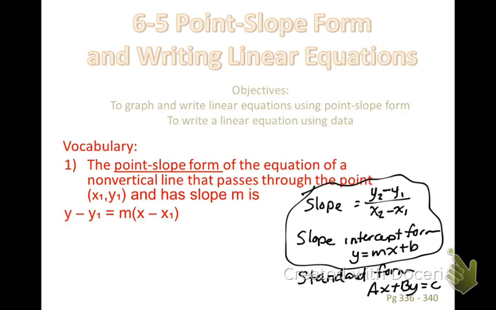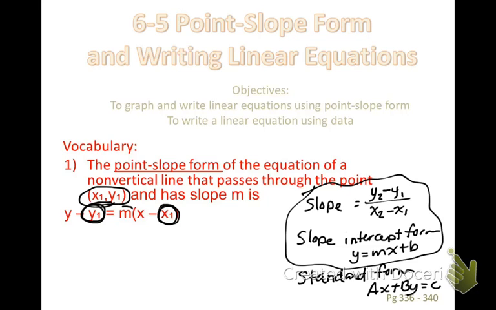So we have the point-slope form of the equation of a non-vertical line. So it can't go straight up and down, but it can be horizontal. That passes through the point x1, y1. So they're going to give you, most of the time, only 1 point. Now, this point will go into these spots. So y1 will go into the second number of the y, and the x1 will go in the second number of the x.